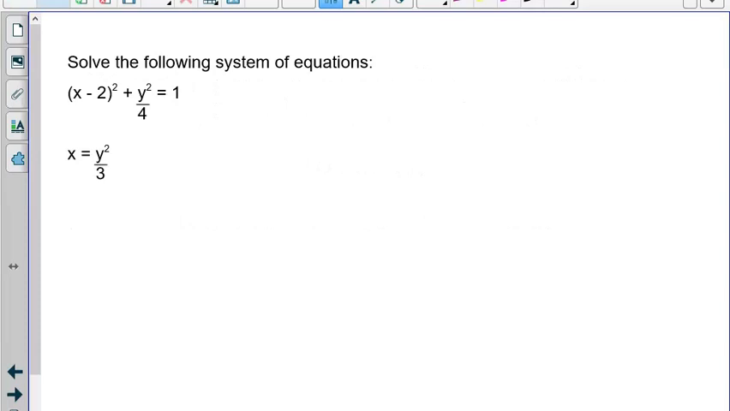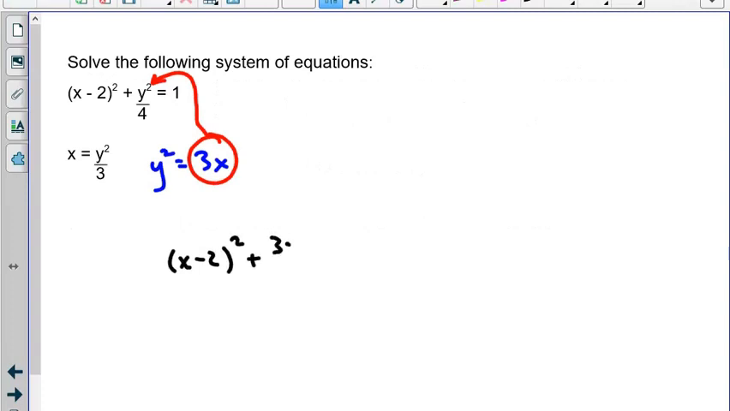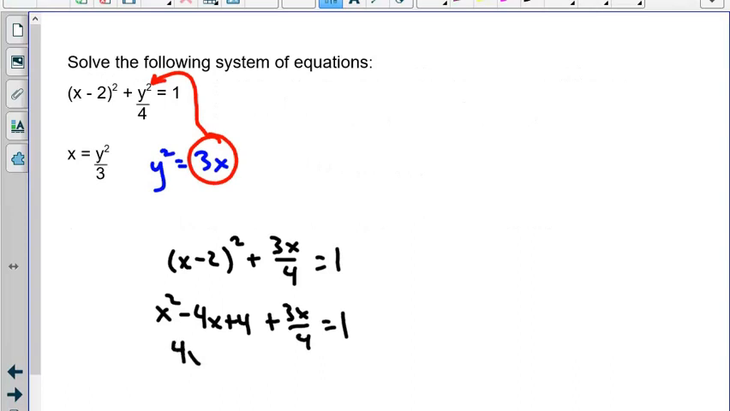What I would probably do is take the second one and turn it into y² = 3x. Take this 3x and put it where the y² was. So we have (x − 2)² + 3x/4 = 1. x² − 4x + 4 + 3x/4 = 1. Most of you will probably not want to have fractions in this, so let's multiply the entire thing by 4.